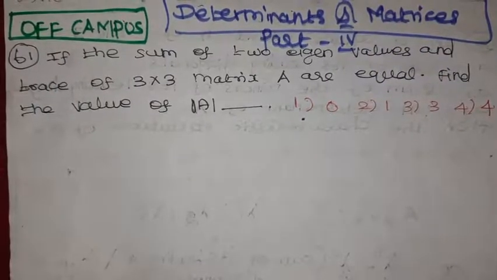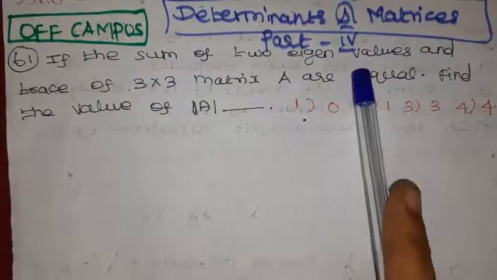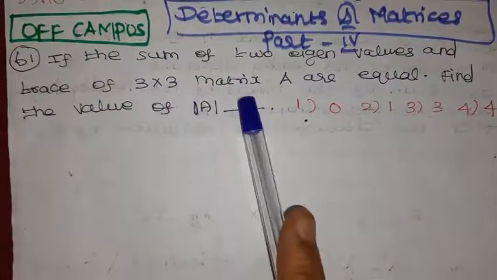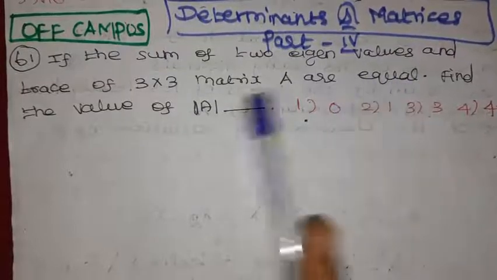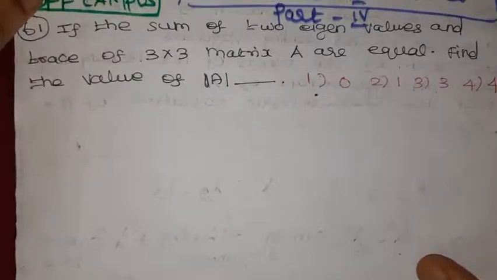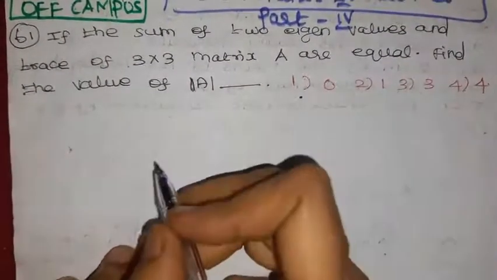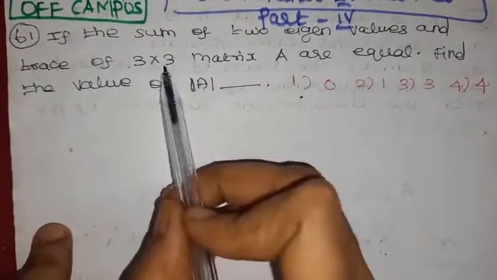Okay, we'll start. Question number 61. If the sum of two eigenvalues and the trace of a 3 cross 3 matrix A are equal, find the value of the determinant of A. What is given? The sum of two eigenvalues and the trace of the 3 cross 3 matrix.